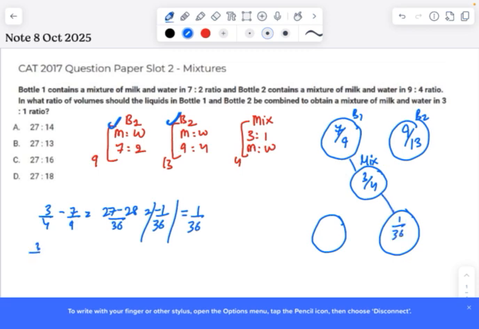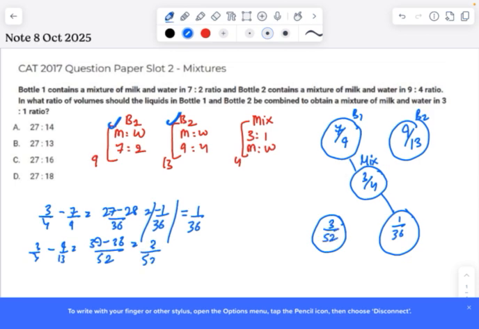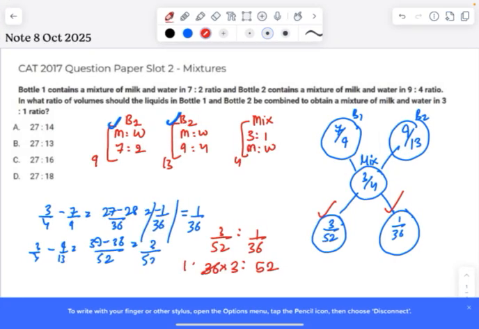And solve for this again: 3/4 minus 9/13. This gives us 39 minus 36 over 52, so 3/52. This is the value you get over here, and this is the ratio, 3/52 is to 1/36. If you solve this, it becomes 36 into 3 is to 52, which reduces to 27 is to 13.